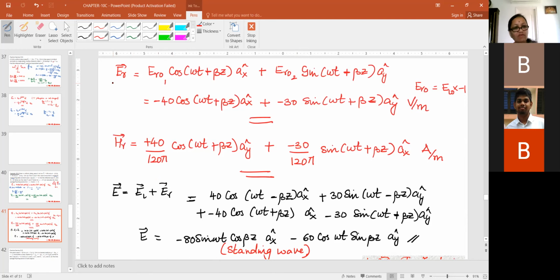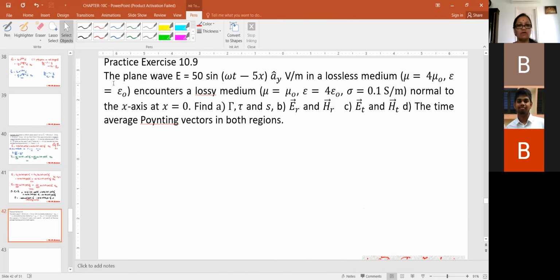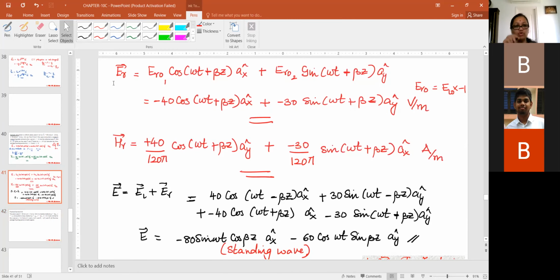Can you not do magnetic field on the same lines? Please do magnetic field on the same lines. And then the Poynting vector, you just try yourself and see. That's not going to be difficult. If you do, you will get the Poynting vector equal to 0.